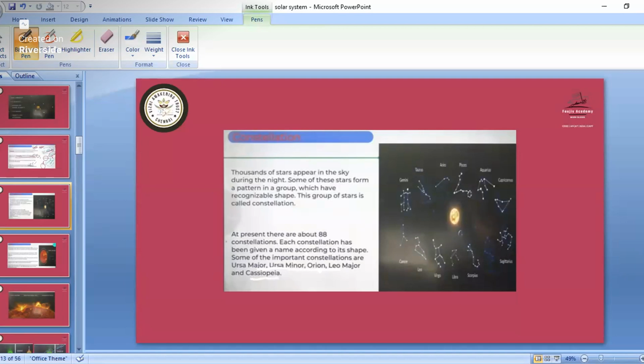But these names are not there in that. So remember all these names. They might give options for this, and they might ask which one is not in the constellation or which one is not a star. So remember these names: Ursa Major, Ursa Minor, Orion, Leo Major, and Cassiopeia.